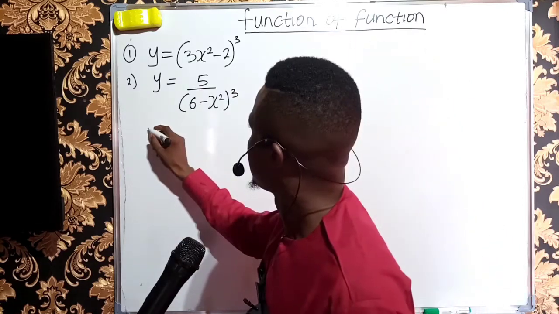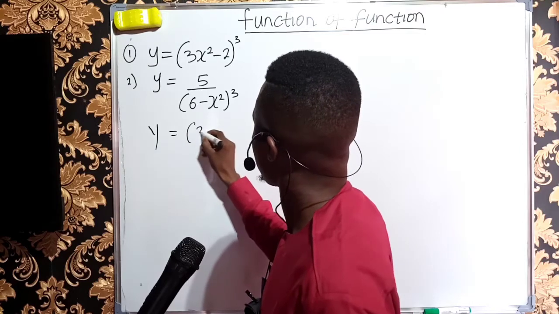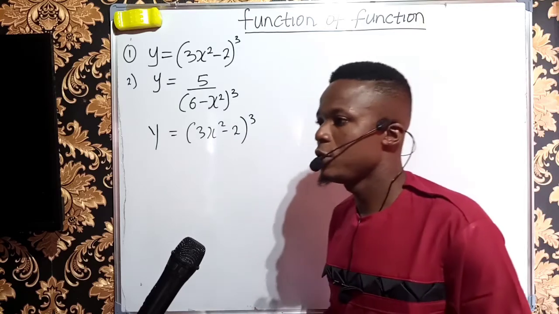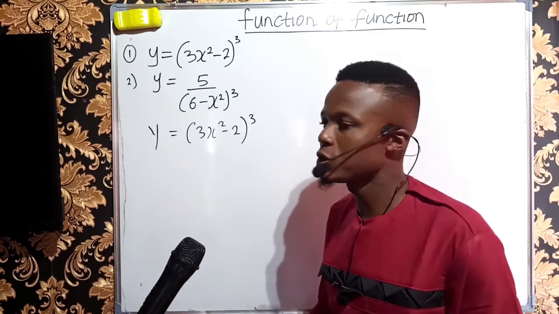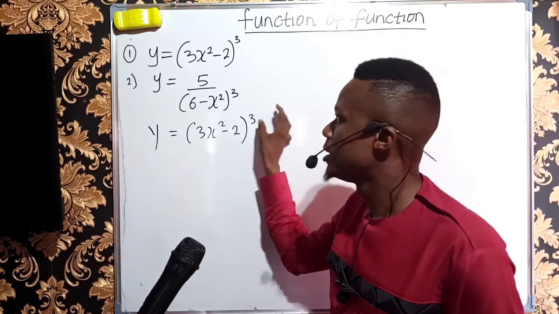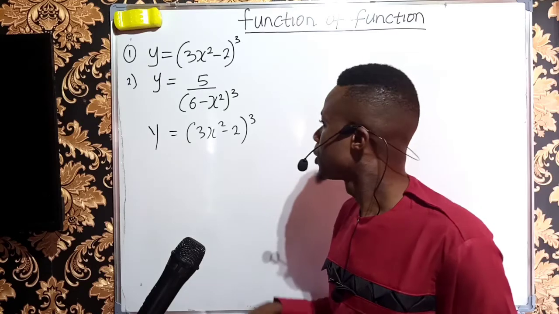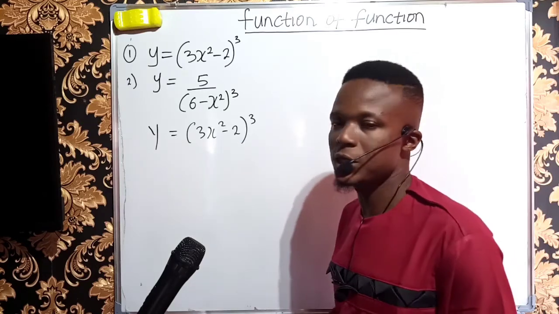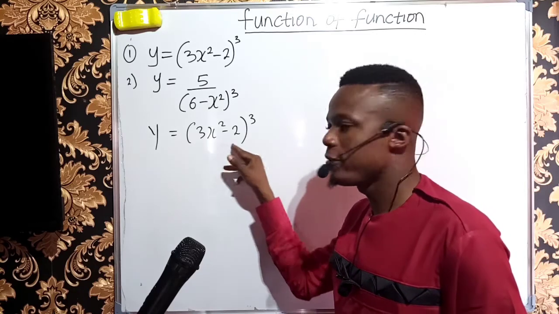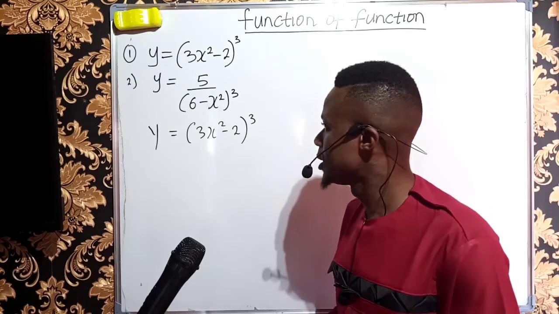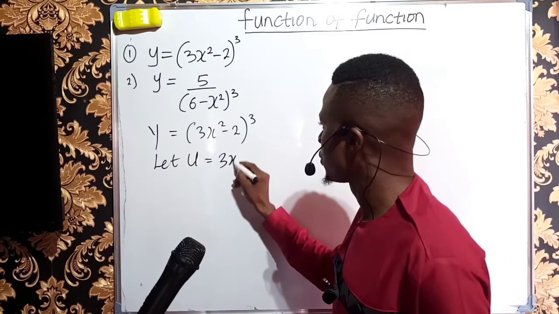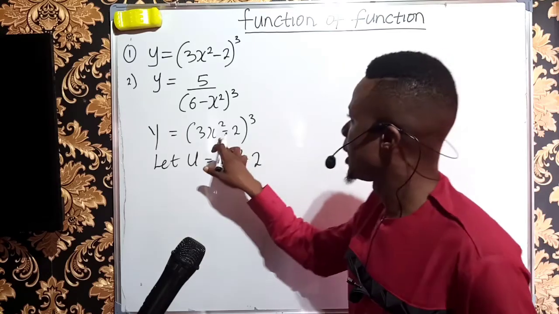So we have that y is equal to (3x² − 2)³. How do you know that it is function of a function that we use? Whenever you have a term in a bracket and they are sharing a common power outside, suspect function of a function. Now to solve this, you have to let or assume a value to be equivalent to whatever you are having inside the bracket. So you can say let u be equal to 3x² − 2. That is the item in the bracket.